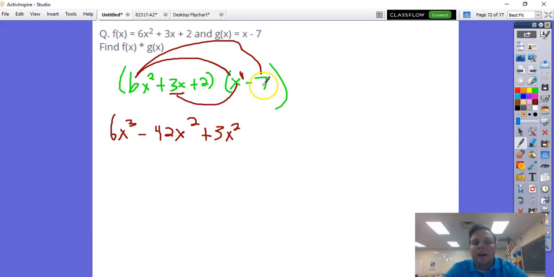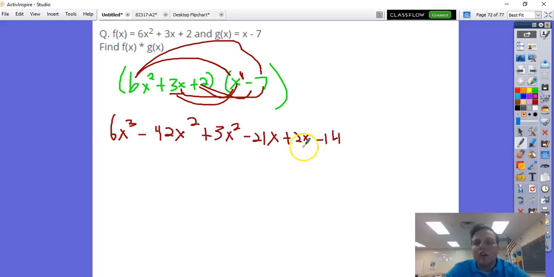Now I'm going to multiply 3x squared times negative 7, and I'm going to get negative 21x. And then I'm going to multiply 2 times x, so I'm going to get plus 2x. And then I'm going to multiply 2 times negative 7, and I'm going to get negative 14. Now I'm done using the distributive property, and it's simply time to put like terms together.